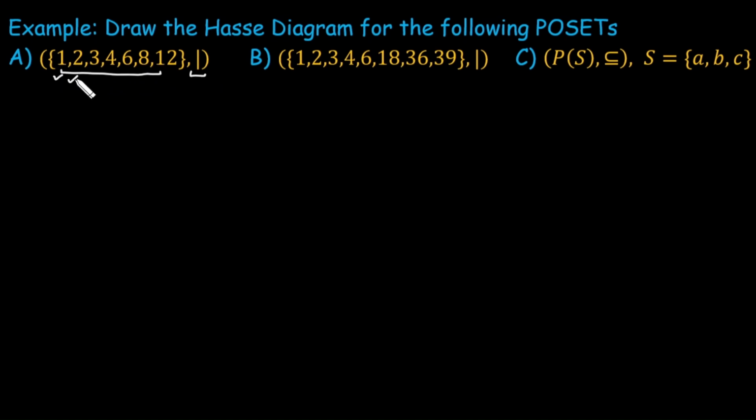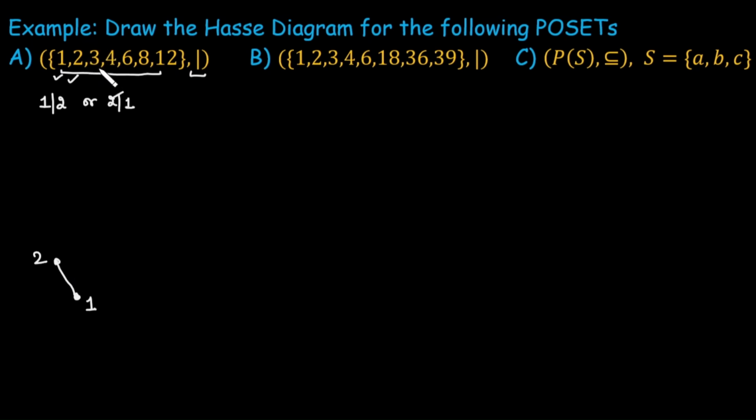Pick the first two elements. Check whether 1 divides 2 or 2 divides 1. In this case, 1 divides 2 but 2 doesn't divide 1. So it means 1 is related with 2. So place 1 at the bottom and the placing of 2 will be one level up to this one. So let's place 2 here and join them because 1 divides 2. Do not put direction in this case.